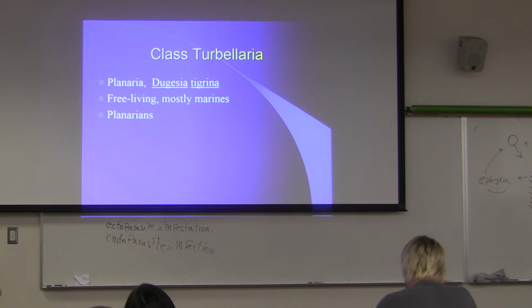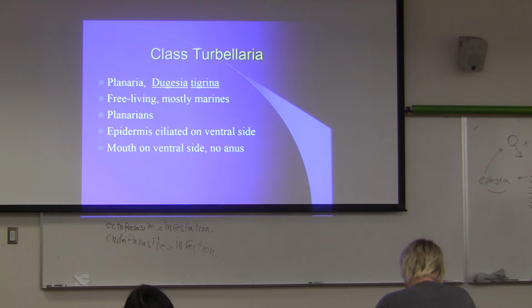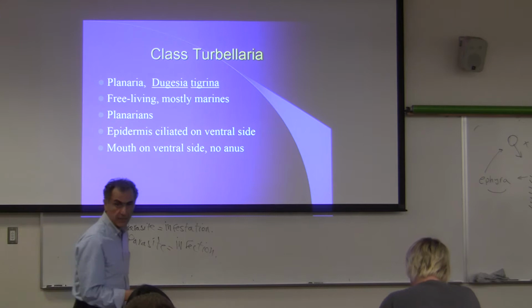Planarians, of course, we talk epidermis ciliated on ventral sides, not necessarily planaria, but the rest of the species in this class are ciliated epidermis, and on ventral side is ciliated mouth, on ventral side, no anus. Right, and I will talk about it. They do not have anus, so we call this type of digestive system what? Huh? Incomplete. You're right. Say it loud, doesn't matter. If you're wrong, I say it loudly.